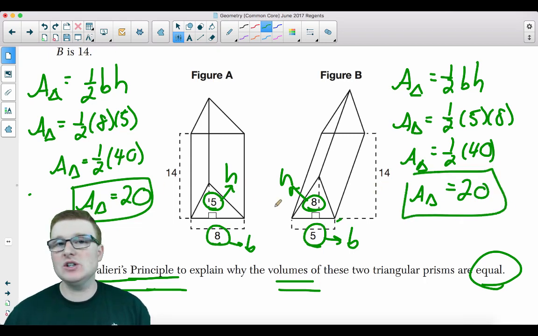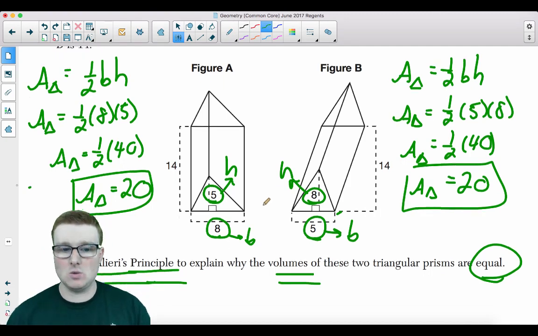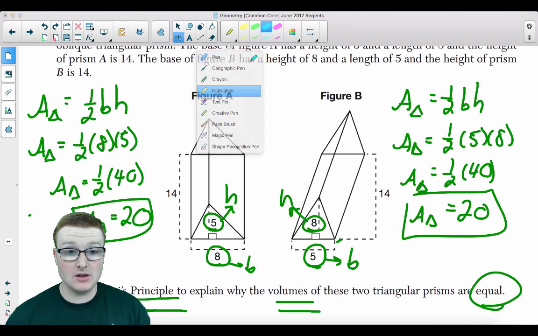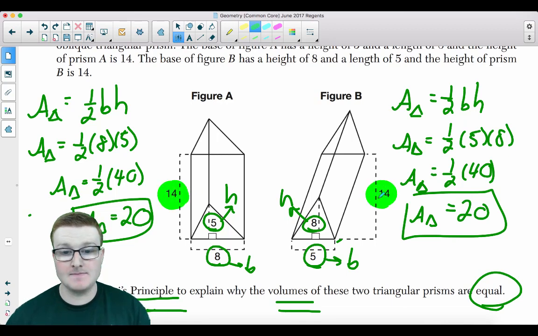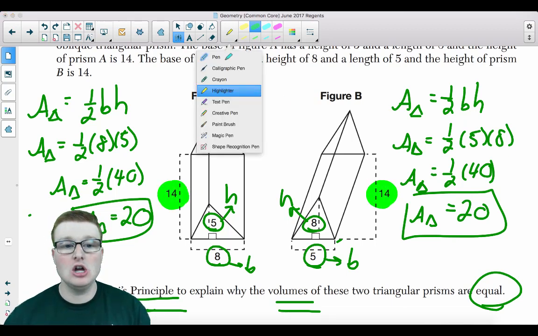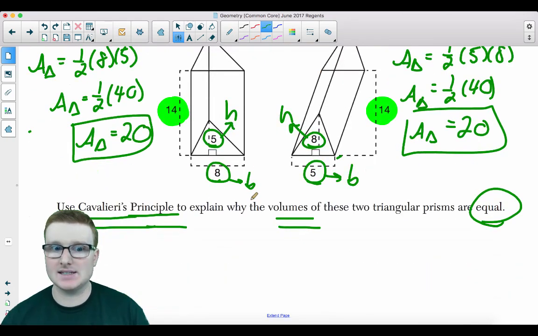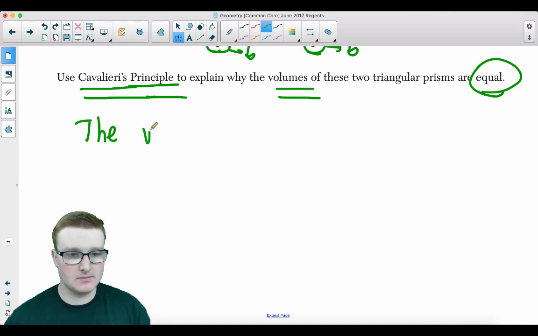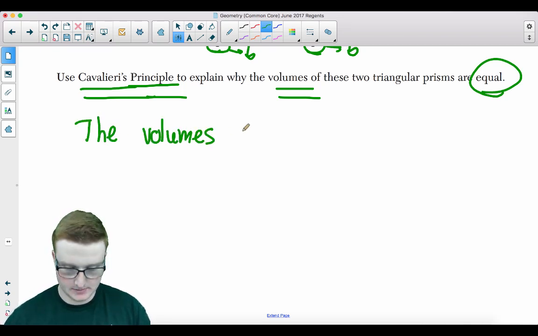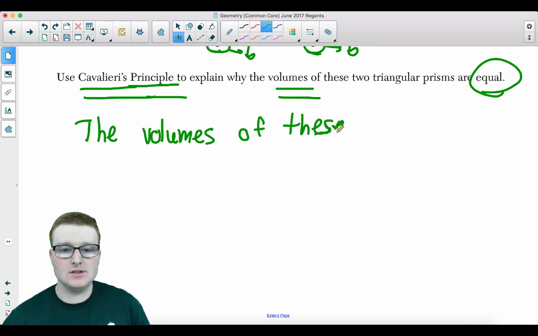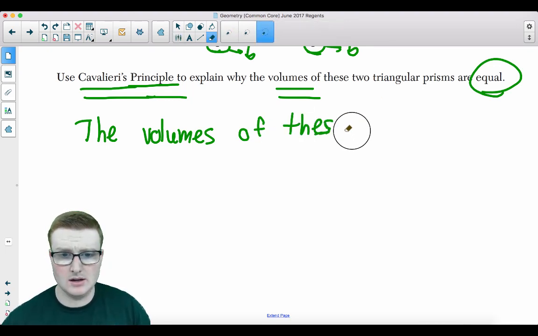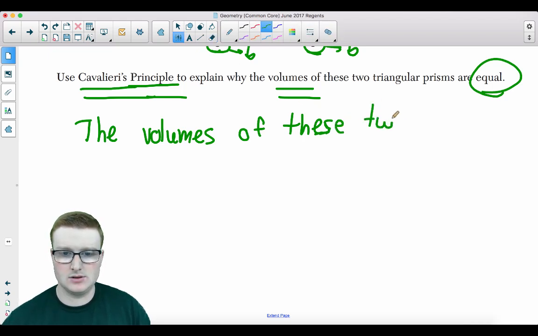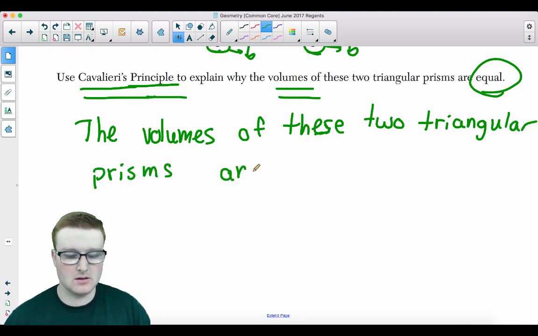Okay? So now that we just proved that the base areas are equal and the heights are equal, they tell you that the heights are 14. They're the same height. We can use Cavalieri's Principle to prove that these figures have the exact same volume. Here we go. What you need to say is this. The volumes of these two triangular prisms are equal.